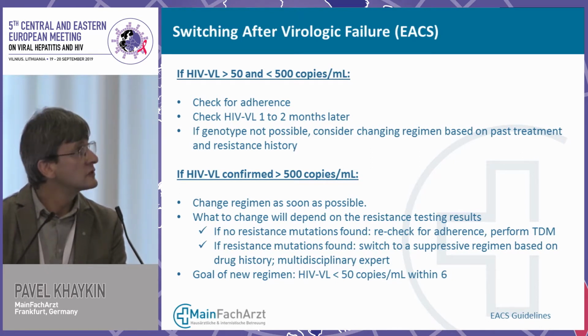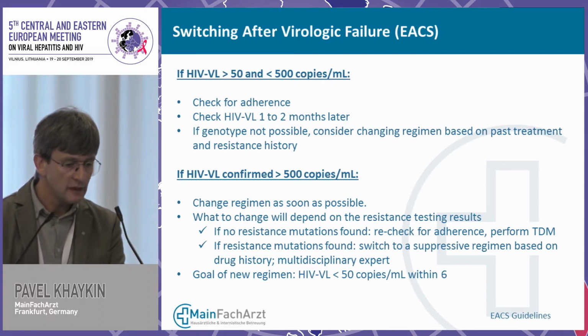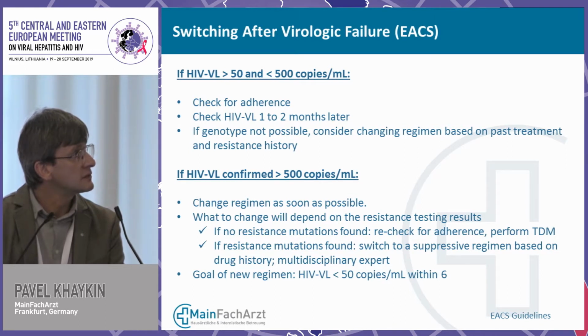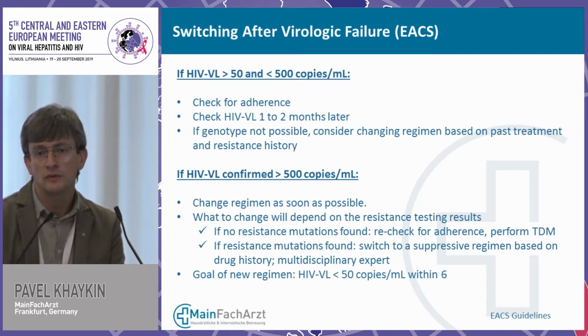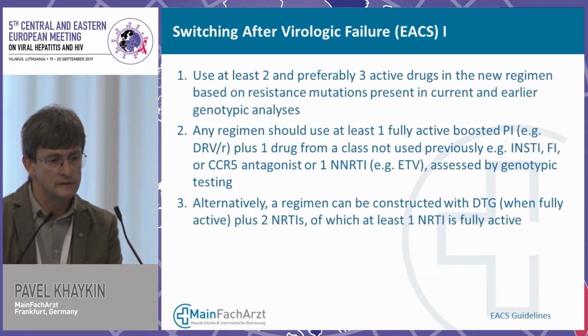If the patient has a confirmed viral load above 500 copies per mL, we need to change as soon as possible because there is a higher risk for the patient to acquire more resistance, and the change will depend on the resistance test, of course. If there is no resistance, we check again for adherence and compliance of the patient. We probably have the possibility to do therapeutic drug monitoring to look at the plasma concentration of the drugs. And if resistance mutations are found, we switch accordingly based on the resistance test, with the goal that the new regimen achieves below 50 copies per mL in 6 months.